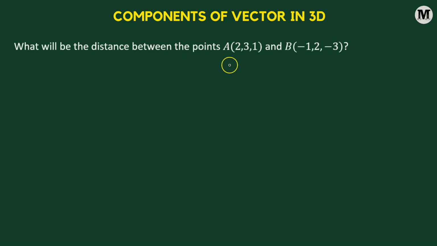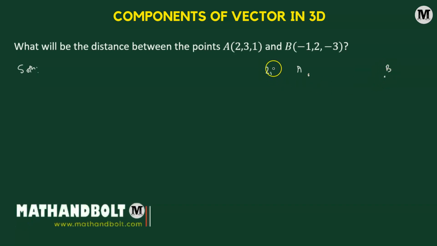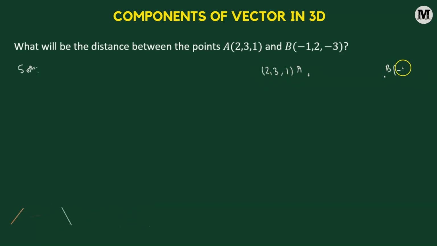What will be the distance between the point A and B? Okay, let us begin. So here it's given that we have 2 points, point A and point B. A has the coordinates 2, 3, 1. B has the coordinates -1, 2, -3.